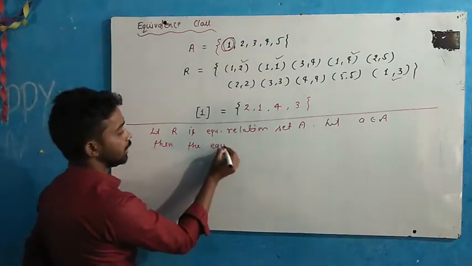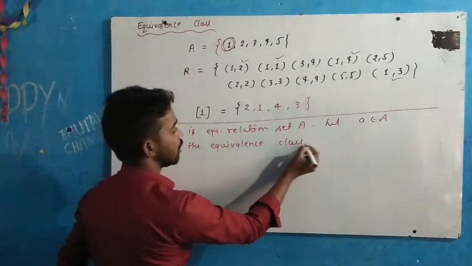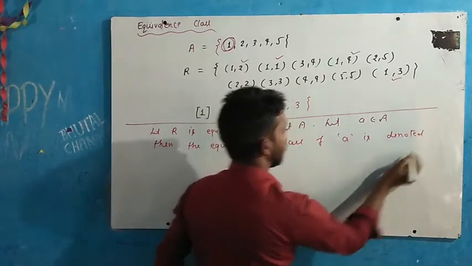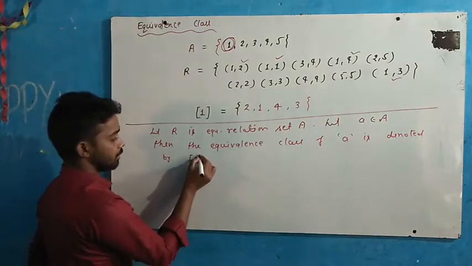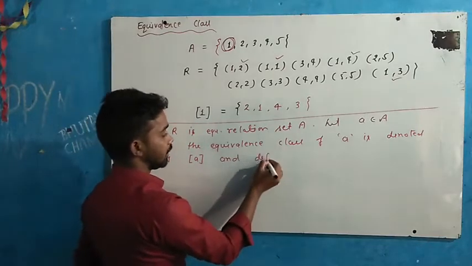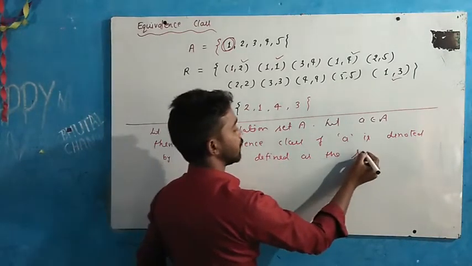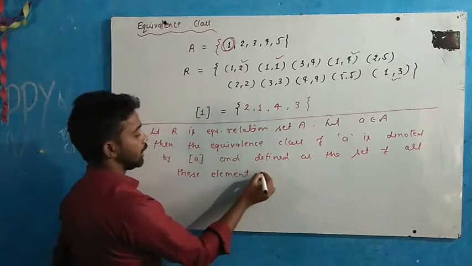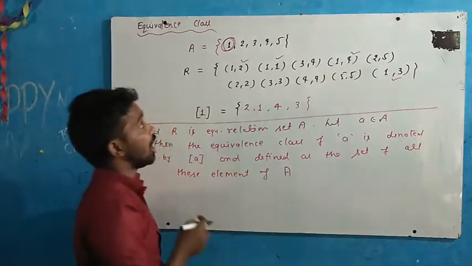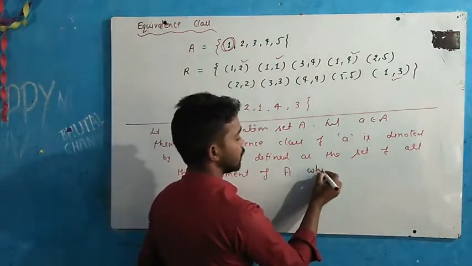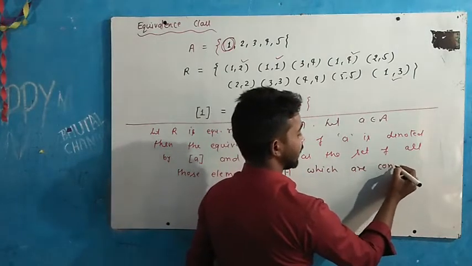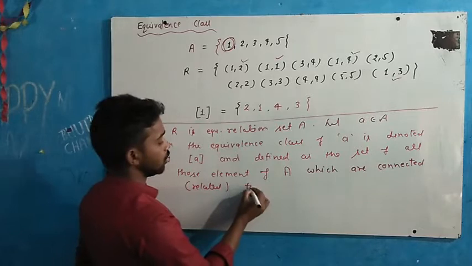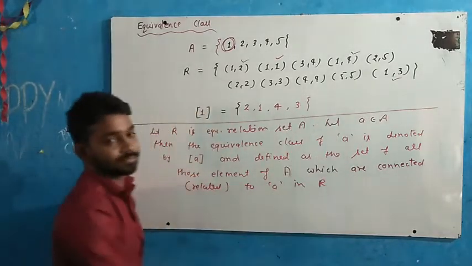the equivalence class of element a is denoted by this symbol and defined as the set of all those elements of capital A which are connected, or you can say related, to element small a in relation R. Clear? So this is our definition.